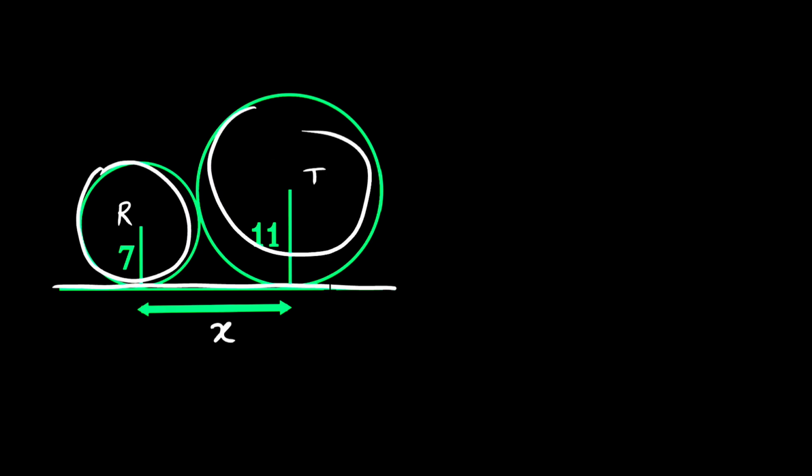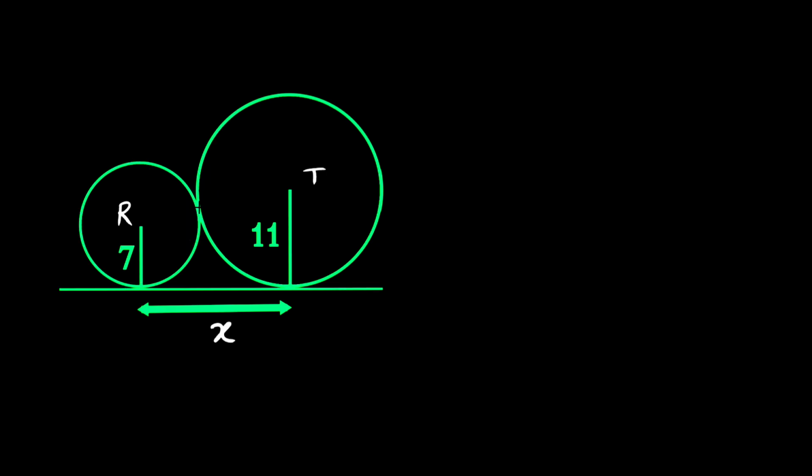Let's work through this geometry problem carefully. We have two circles resting on the same horizontal line and touching each other externally. The smaller circle has center R and radius 7 units, while the larger circle has center T and radius 11 units. Our goal is to find the distance CD between the 2 points where the circles touch the horizontal line.